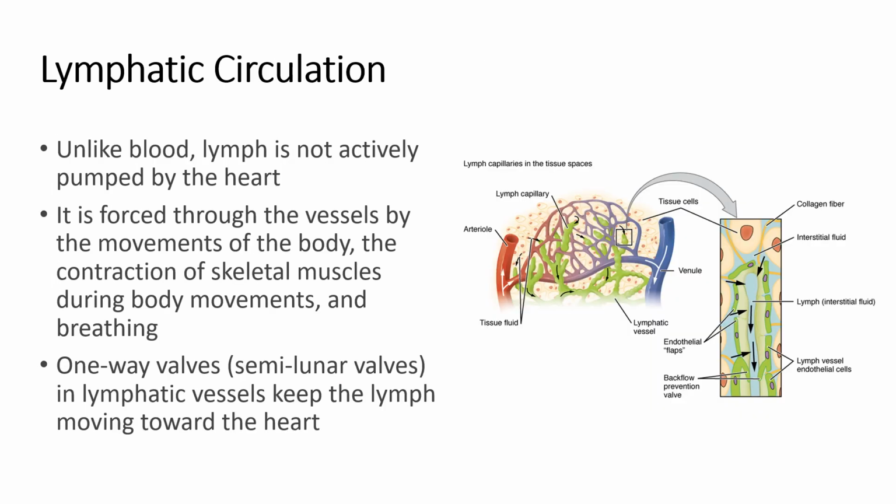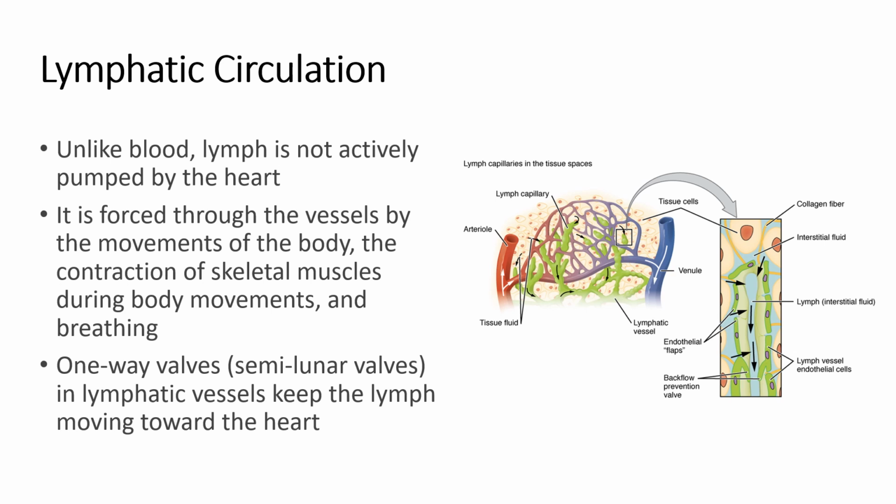Unlike blood, lymph is not actively pumped by the heart. Instead, it is forced through the vessels by the movements of the body, by the contraction of the individual skeletal muscles during body movements, and by the lungs and the diaphragm moving during breathing.